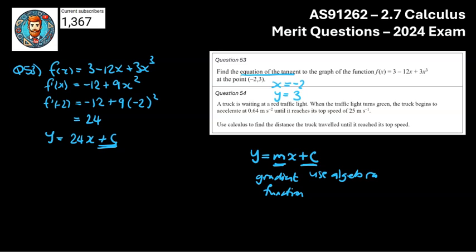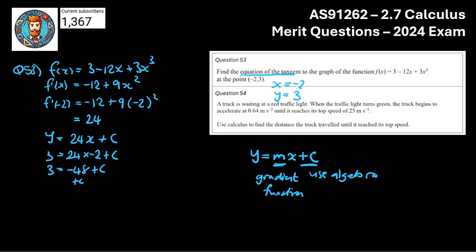I still don't have this constant value. And that's when I'm going to use this x and y again. So if I substitute in y, substitute in x, c will be the only letter left over. I can go ahead and use some algebra to figure that out. So let's put that in. y is equal to 3, so 3 will be equal to 24 times negative 2 plus c. So 3 will be equal to 24 times negative 2, which is negative 48, plus c.